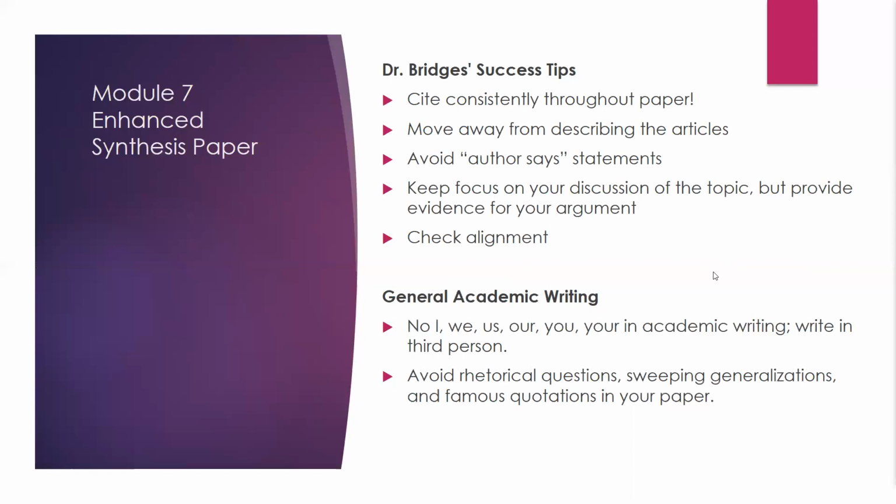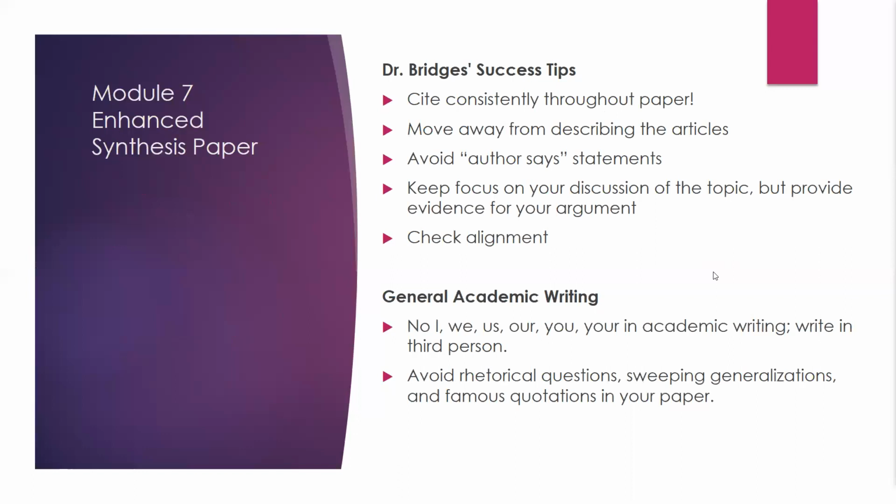Write this as if it's a journal article and that your readers may not have read these articles. So give them the context they need to understand the argument that you're having, but you don't need to focus on describing what these particular articles are about. You're simply using them to support your particular claims. Avoid author says statements. So Baker and Pifer posit, Baker and Pifer suggest, Gardner showed that, anything like that is an author says statement.